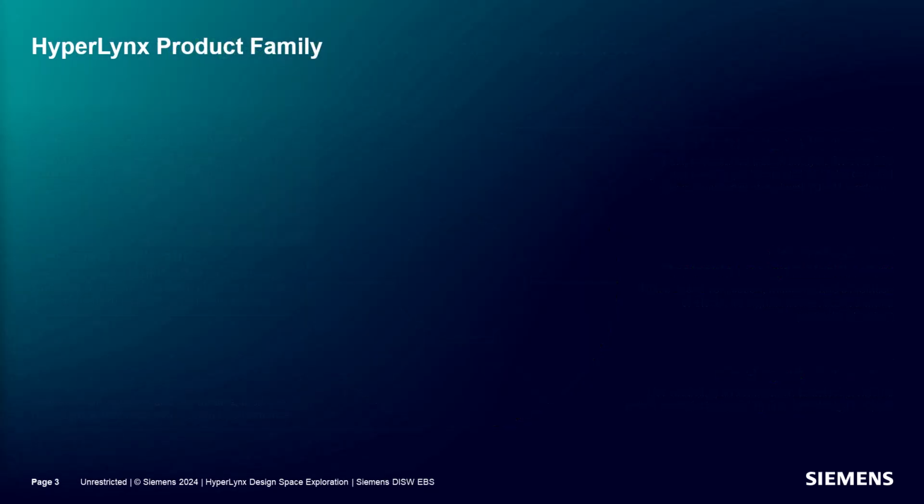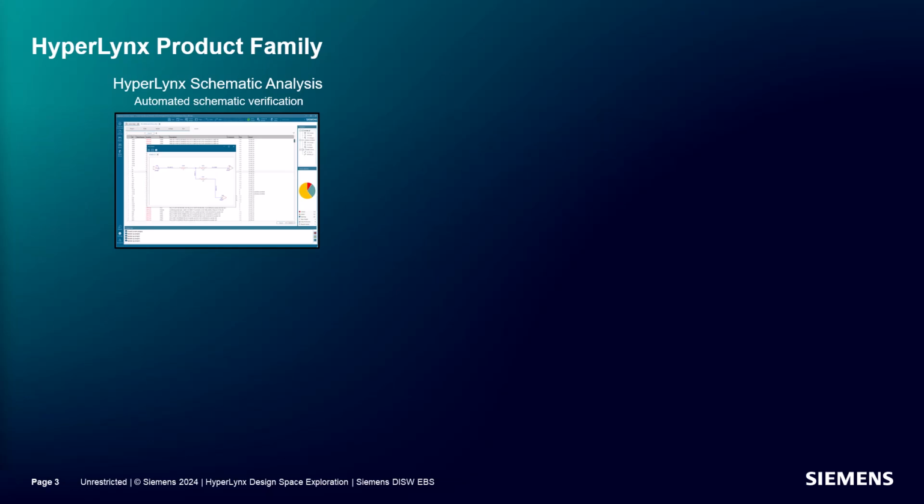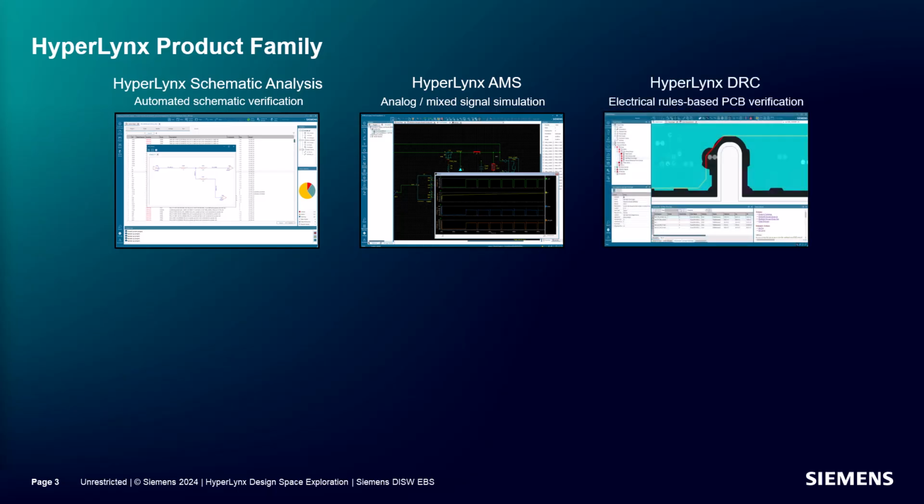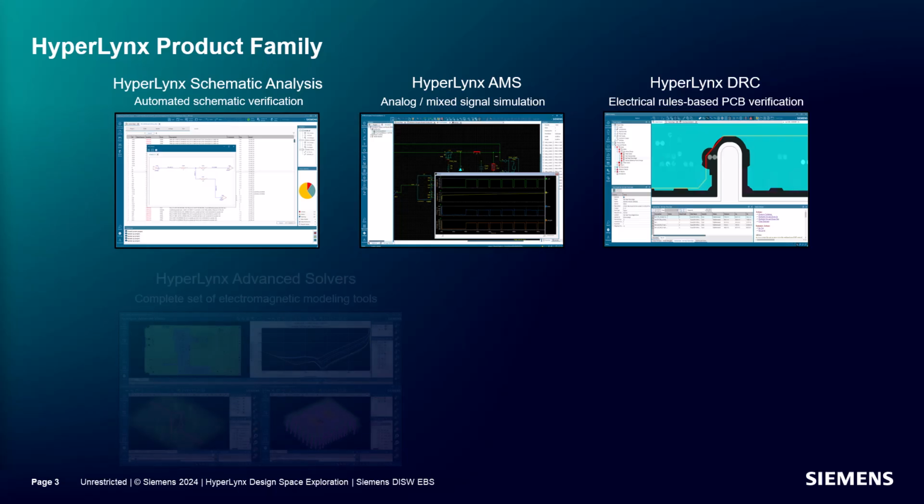The Hyperlinks products include Hyperlinks Schematic Analysis, which automates parametric checks, eliminating the necessity to manually review complex schematics; Hyperlinks AMS, a powerful circuit simulator for analyzing complex analog and mixed signal designs; and Hyperlinks DRC, which provides fast, rules-based design checking for PCB layouts. Hyperlinks DRC can identify layout issues in a fraction of the time that simulation requires, and screening designs with Hyperlinks DRC before investing in detailed modeling and simulation will help speed up your design cycle.